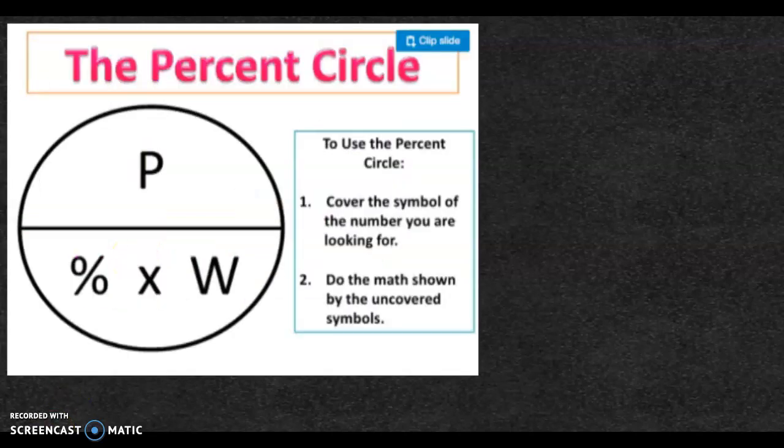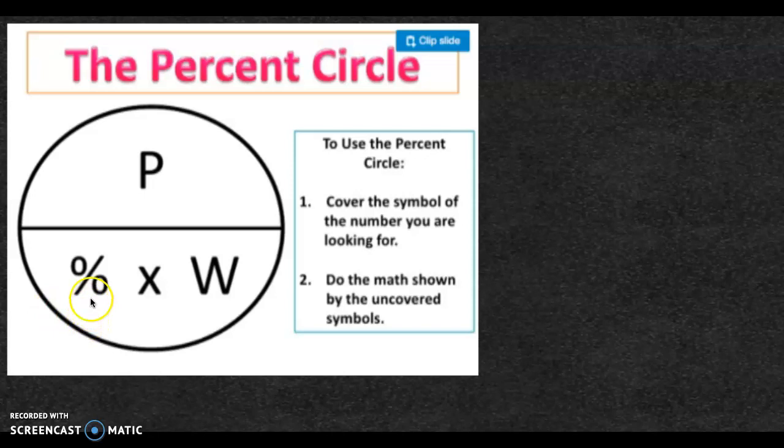So this is how the percentage circle can be used. If you are wanting to know the part, and you're given a problem and you know the percentage and you know the whole, you cover up the part, and you know that the computation that you need to do is the percentage times the whole, and that will give you the part.